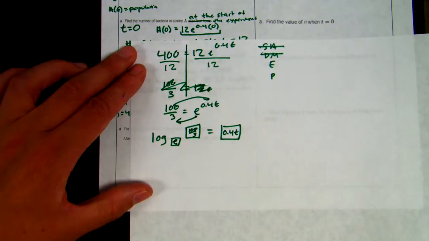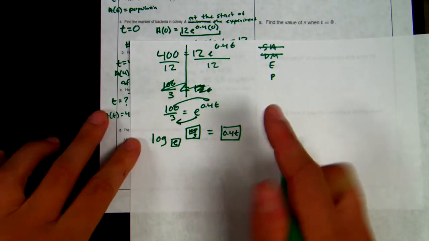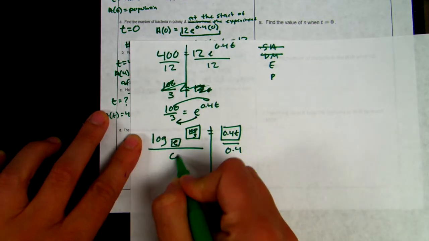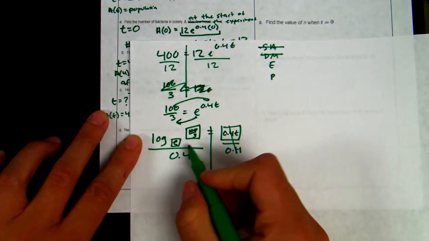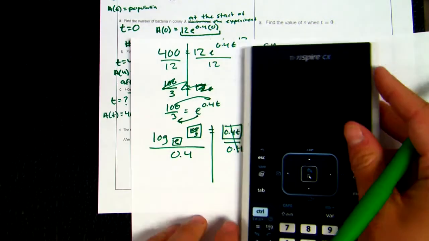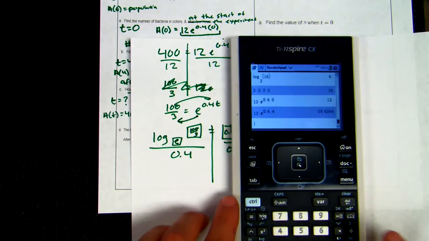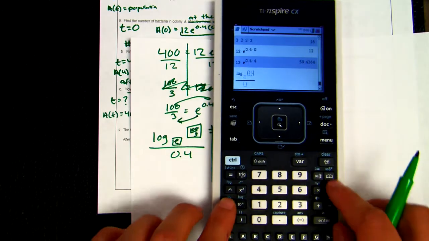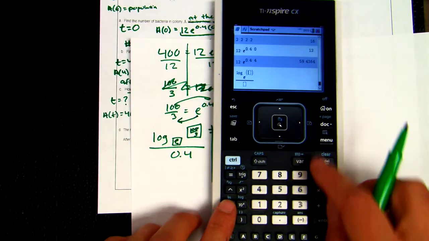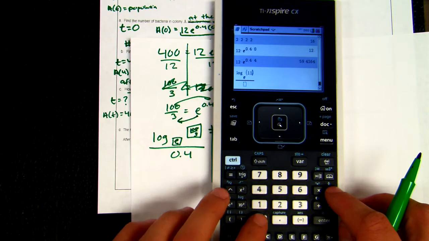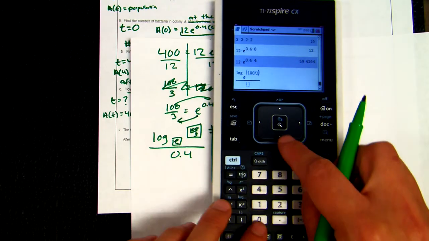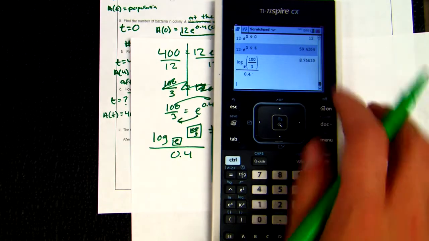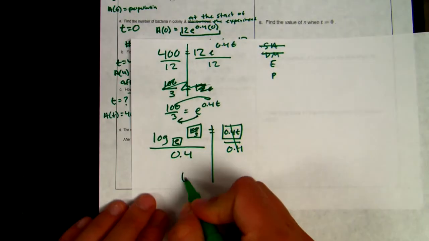Okay, well, t isn't totally by itself yet, so the very last thing that I need to do is divide by 0.4 on both sides. Those will cancel. I'm going to pop this into my calculator. So I've got log base e of 100 divided by 3, all of that over 0.4, is equal to 8.766.